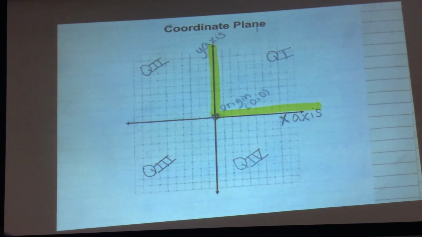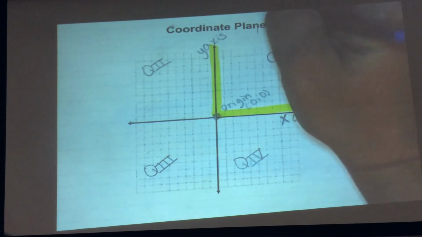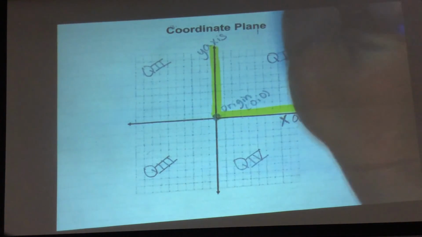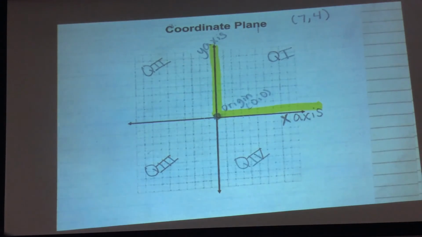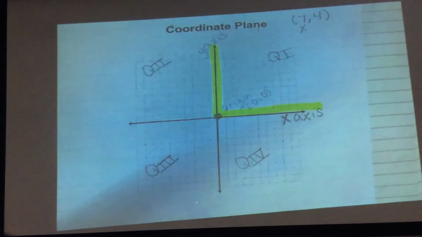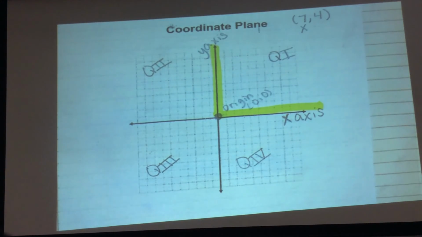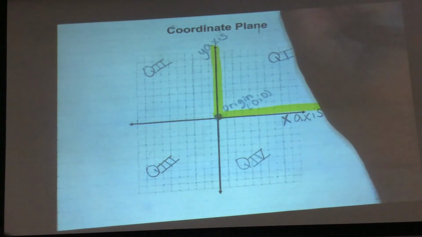Okay, so let's plot the point. Let's do 7, 4. 7 is your x or your y? Your x. Okay, x is for underneath. My 4 is my x or my y? Your y.